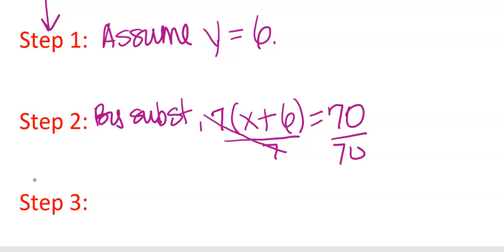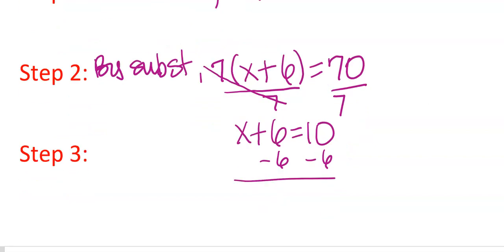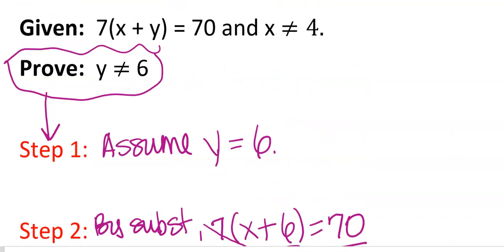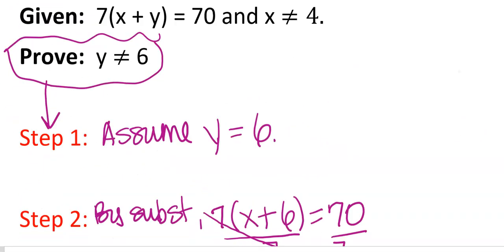Those cancel, and you get x + 6 equals, and it's 7, not 70, 10. And then to solve for x, we subtract 6 from both sides. And we get x equals 4. Now, what was the number we weren't supposed to get? 4. That's the contradiction right there.